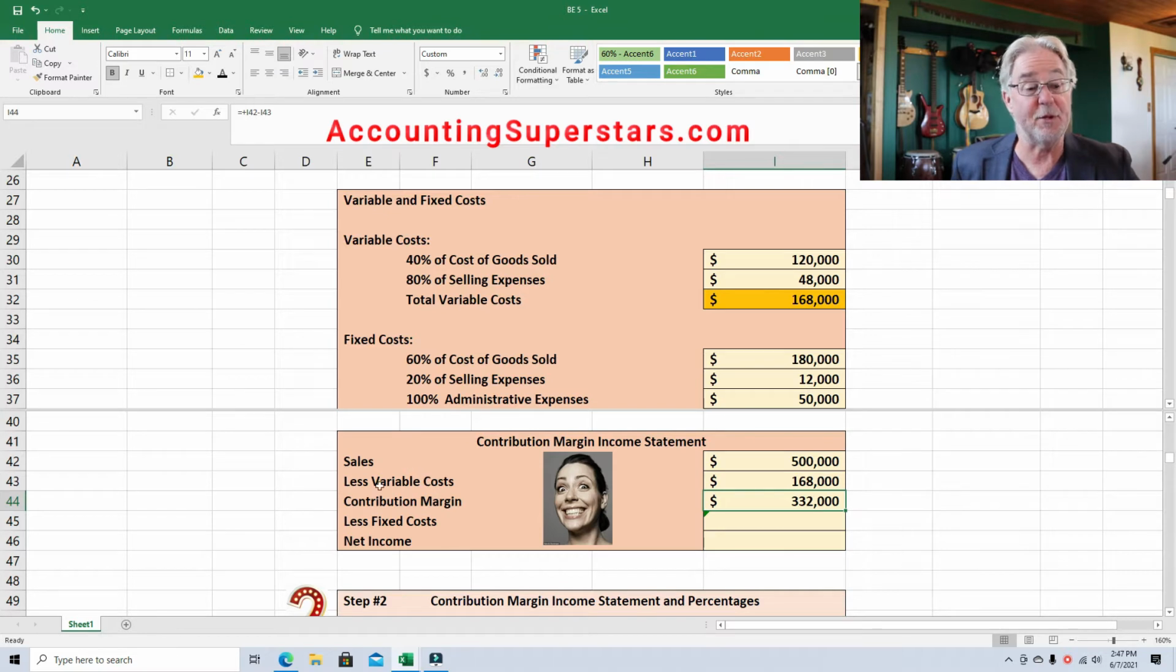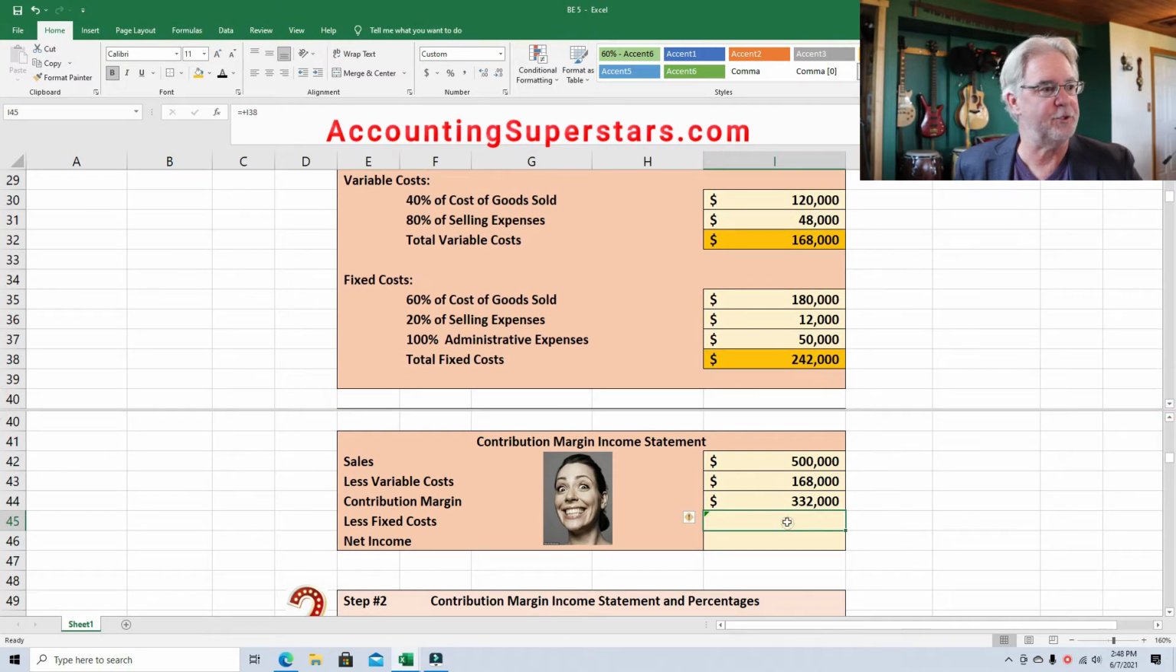And by the way, folks, it'd be a real good idea just to memorize this contribution margin income statement. It is so useful. You're going to use it so many times in your classes. Just go ahead and memorize it. Minus the fixed costs, we figured that out just a moment ago, 242,000. And our net income, all we need to do is subtract 332 minus 242, and there you have it, 90,000.